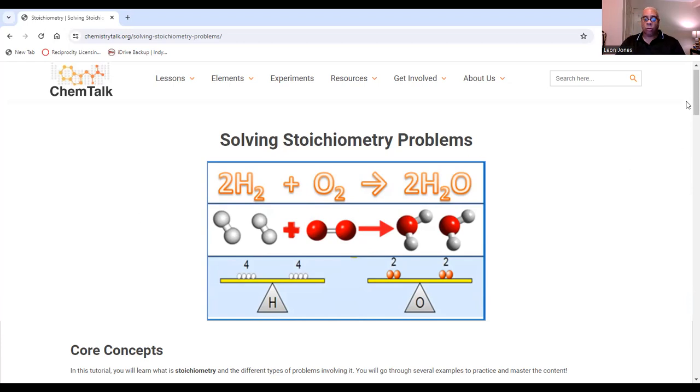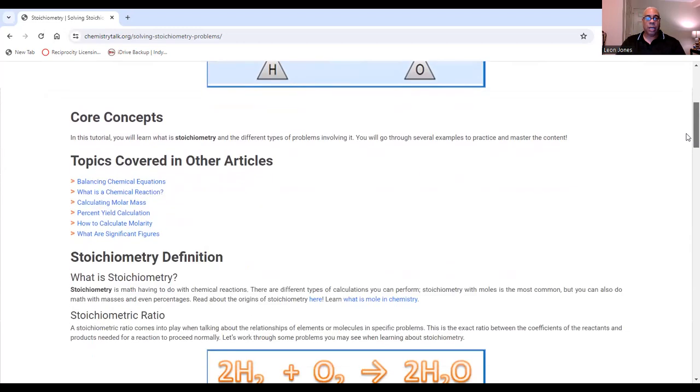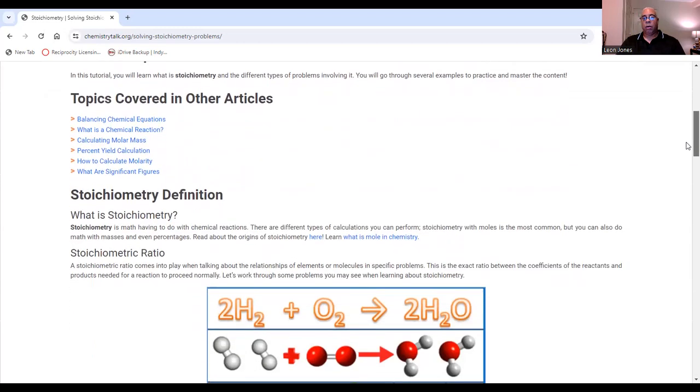And when it comes to stoichiometry, which is part of chemistry, you have to know how to balance equations. Now, again, what is stoichiometry? Well, stoichiometry is math having to do with chemical reactions. Now, there are different types of calculations you can perform.